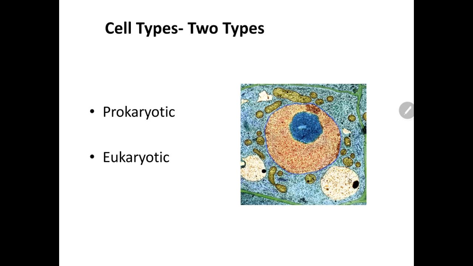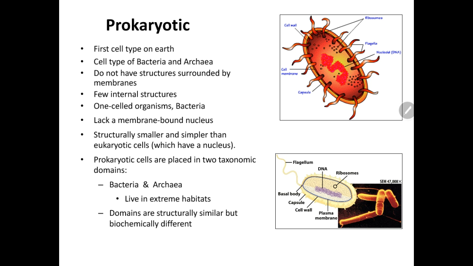Cell types. Cell types are mainly of two types, prokaryotic and eukaryotic. Prokaryotic cells are the first cell type on earth. Bacteria and archaea do not have structures surrounded by membranes. Few internal structures. One-celled organisms, bacteria, lack a membrane-bound nucleus. Structurally smaller and simpler than eukaryotic cells, which have a nucleus.